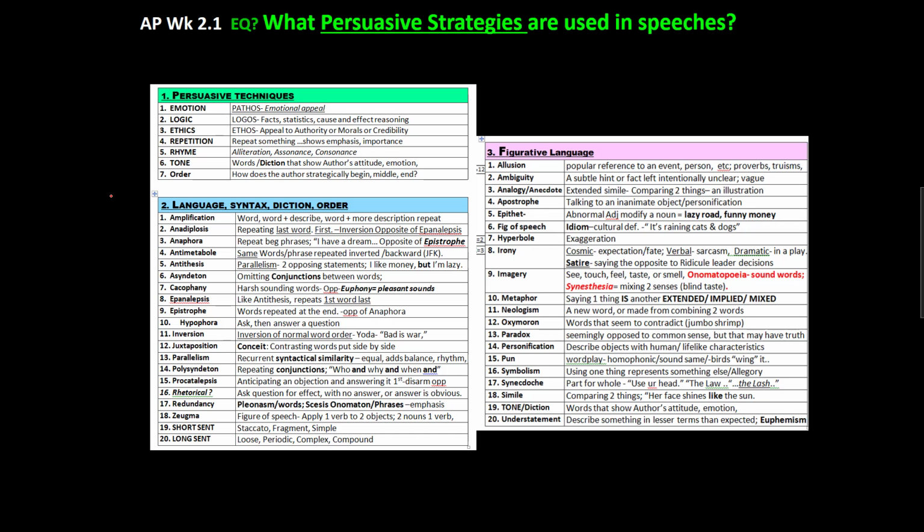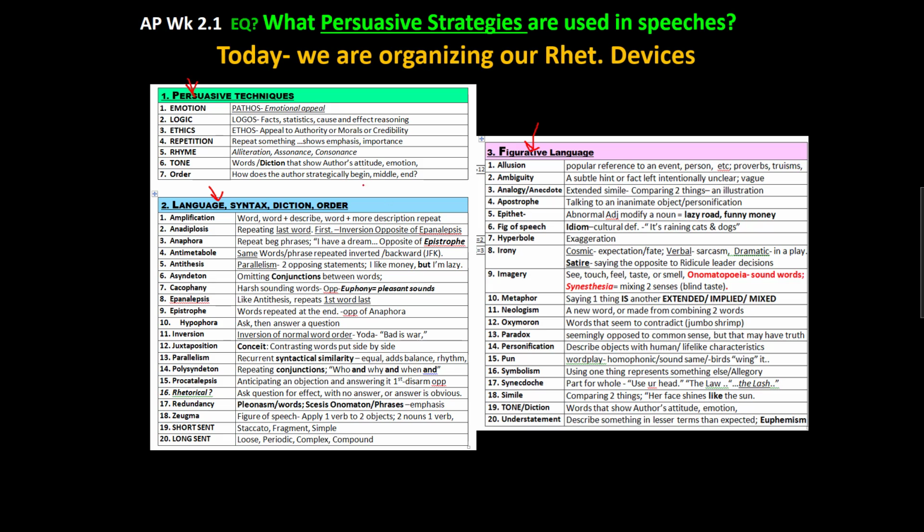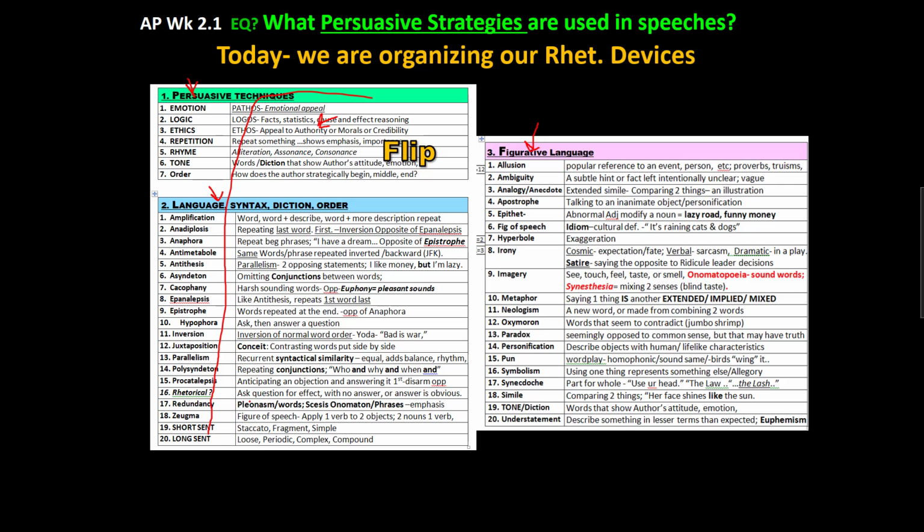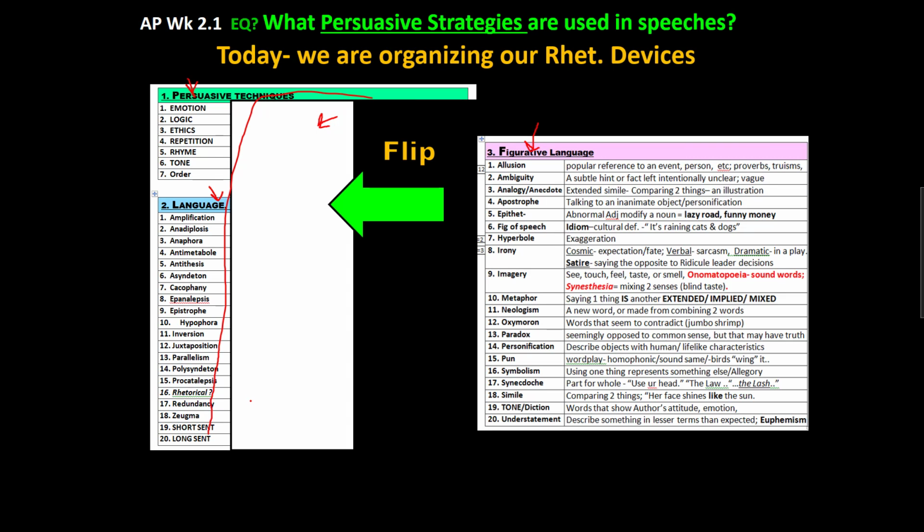So this was the handout that I gave students. They can paste this or tape this into their notebook. It gives them the basic persuasive techniques, the language, syntax, diction and order, tone techniques, repetition, and figurative language imagery, anything else. So all you got to do now is paste. Well, first you got to fold it so you can cover up your definitions. And then the rest of it you can sort of glue into your notebook. And then this way you can practice studying your terms.